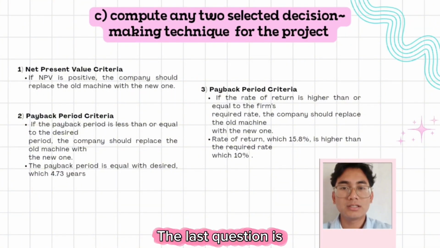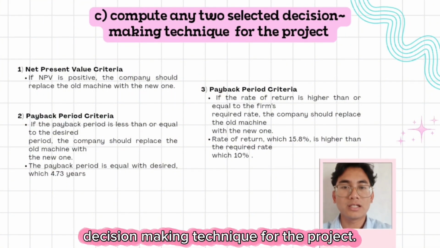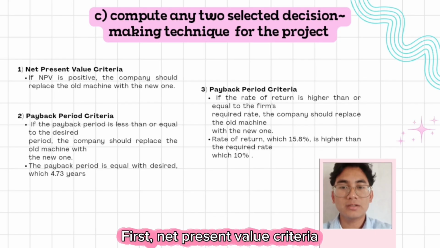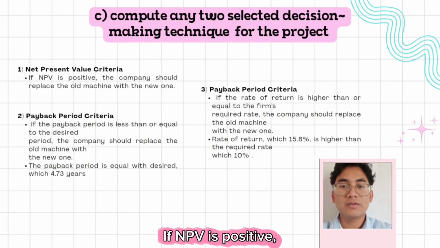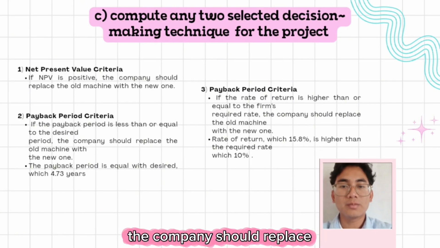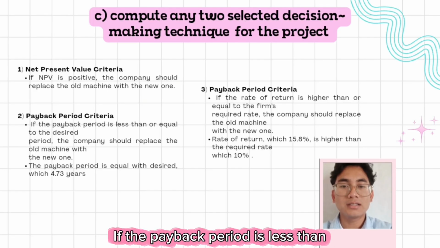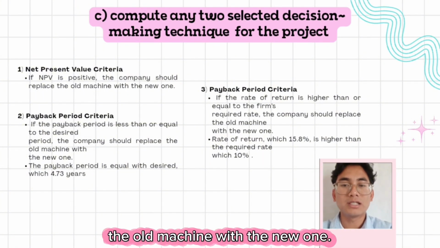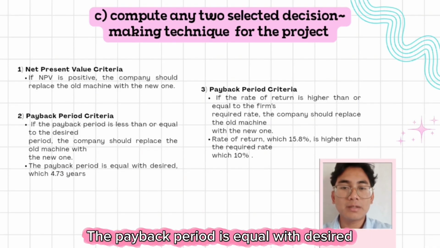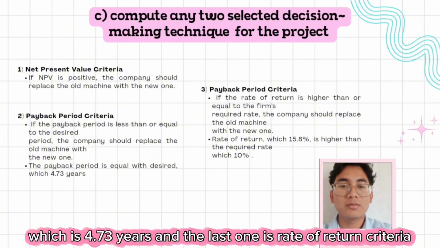The last question is, compute any two selected decision-making techniques for the project. First, net present value criteria. If NPV is positive, the company should replace the old machine with the new one. Second is payback period criteria. If the payback period is less than or equal to the desired period, the company should replace the old machine with the new one. The payback period is equal to the desired, which is 4.73 years.